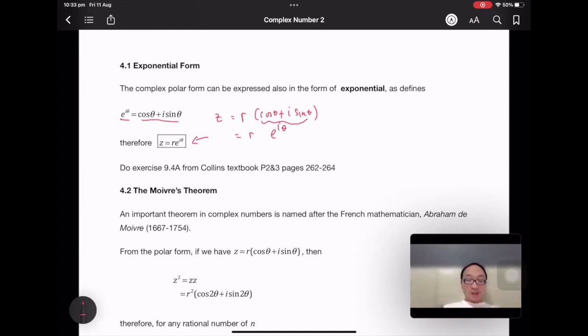You can open the Collins textbook and see the examples and the exercise on pages 262 until 264.